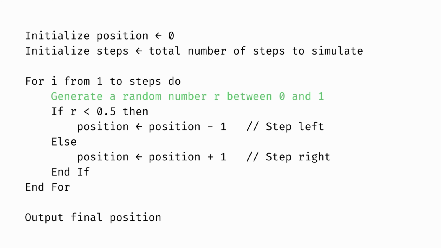So if r is less than 0.5, then we take a step to the left, which is the negative direction. And we perform that by taking the position and subtracting 1, which moves 1 unit to the left on the number line. Else, we use position plus 1, which takes a step to the right, which is the positive direction. We then use the end for, where we repeat the process for all the steps. Finally, we output the final position. So after all the steps are taken, we report the final location on the number line. This will be positive, negative, or 0 depending on the random path.